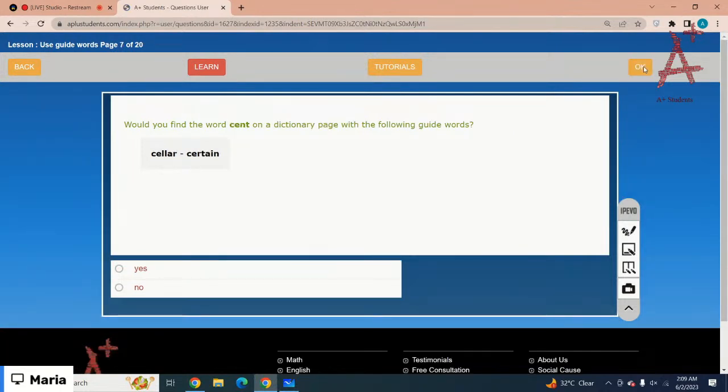Okay, would you find the word scent on a dictionary page with the following guide words, seller and certain? You need to see if scent is on the same page. See, they have the first two letters the same: C-E, C-E, and C-E. Now you have to look at the third letter. Here it is L and here it is R. You need to see if N is in between them. Yes, N is in between them. That means you can find the word scent on the same page with the guide words seller and certain. Got it, everyone? The correct option is yes.